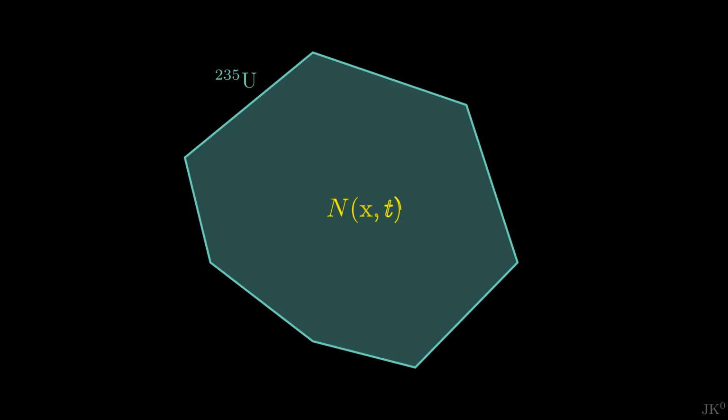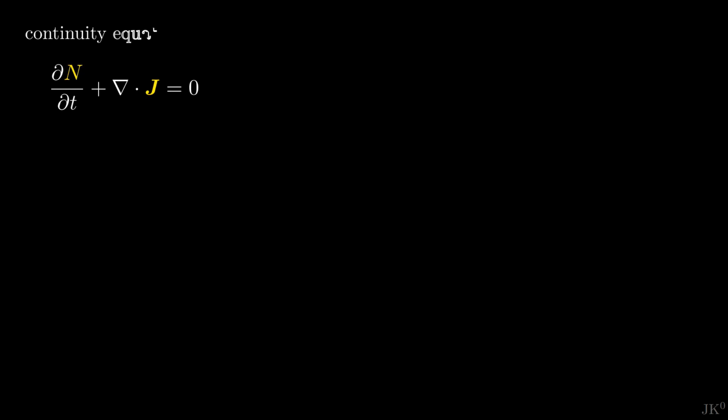We want to determine the neutron density inside the material. This is the function n of x and t inside the uranium, where x represents the three spatial coordinates and t is a time measured from the moment the first neutrons are released. If the number of neutrons remains constant, then the density changes in time following the so-called continuity equation.